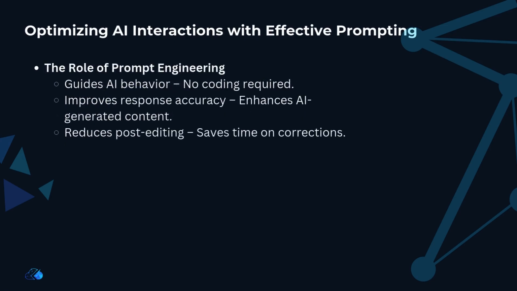Prompt engineering is an essential skill that allows users to program AI models using natural language instead of coding. Skilled prompt engineers create precise and structured queries that help AI understand the intent behind requests, leading to better quality responses. By refining prompts, users can improve AI generated content accuracy, guide AI behavior without requiring technical expertise, and reduce time spent on post generation corrections.